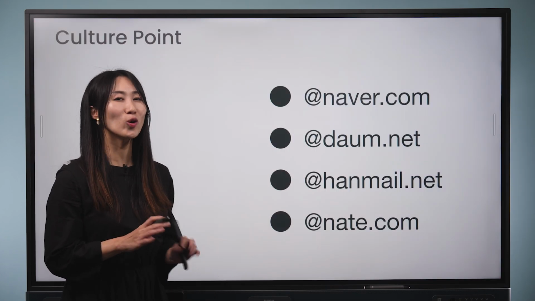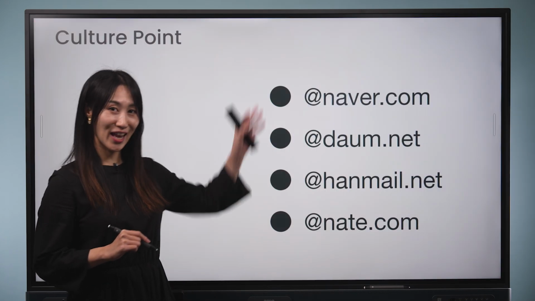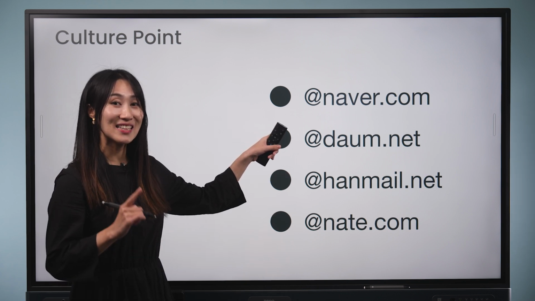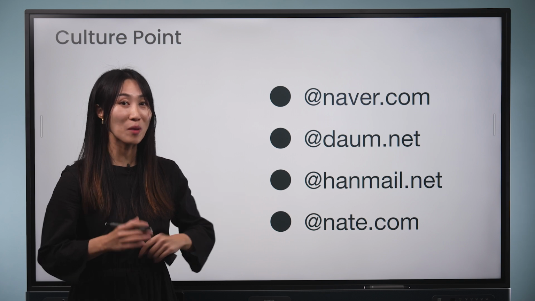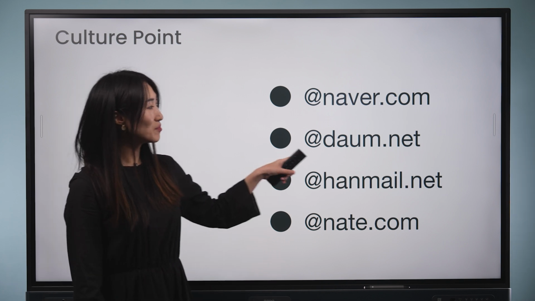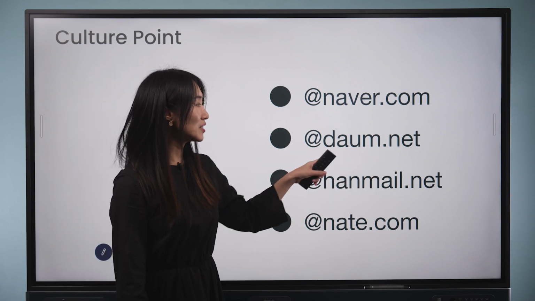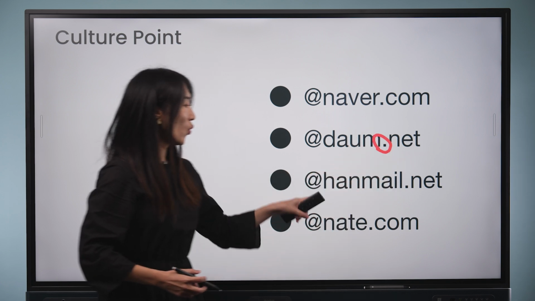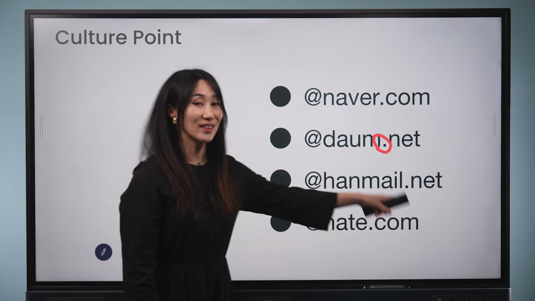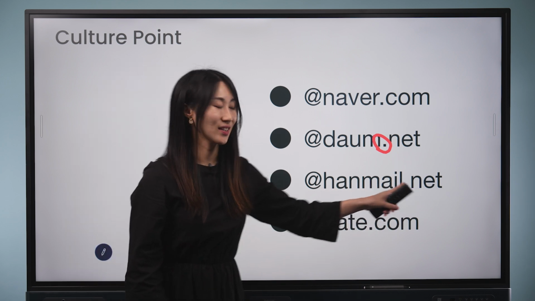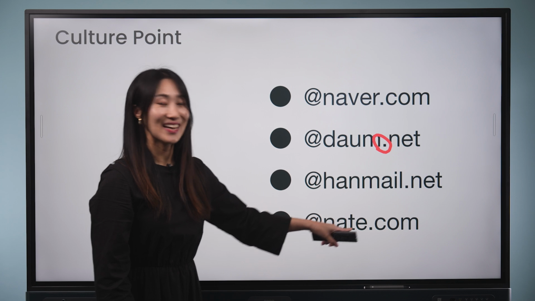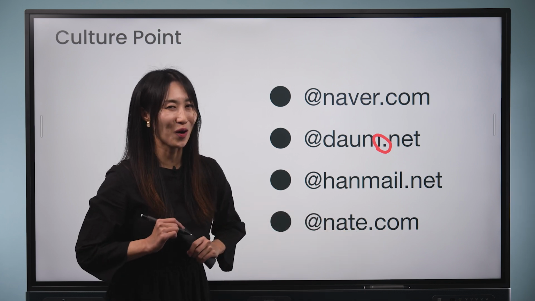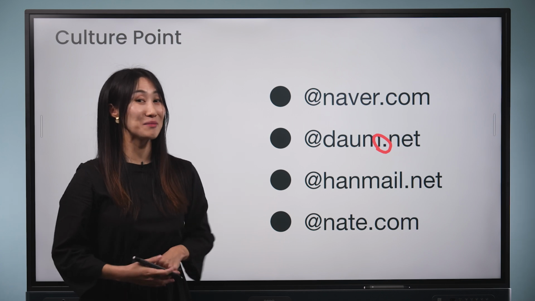Finally, let's take a look at some common email addresses used in Korea. Gmail is common all over the world, but have you seen any of these Korean domains in email before? Naver.com. This is from one of Korea's most popular search engines. 다음.net, or 한메일.net, and nate.com, but .com is more common. So these are popular Korean email domains.